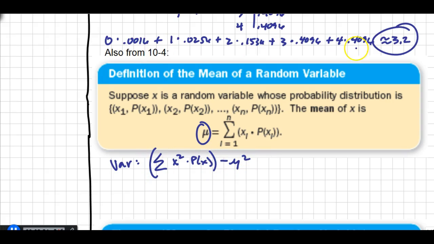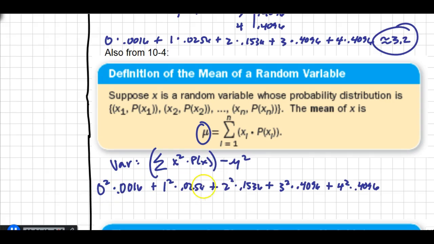So if we do that same thing on the numbers up above, we get 0 squared times 0.0016 plus 1 squared times 0.0256, and so on. So you do all of that, and when you're all done, then you also take away the mu squared, and you should get about 0.64. And that would be the variance. The standard deviation would of course be the square root of that. So you'd take the number and square root it.